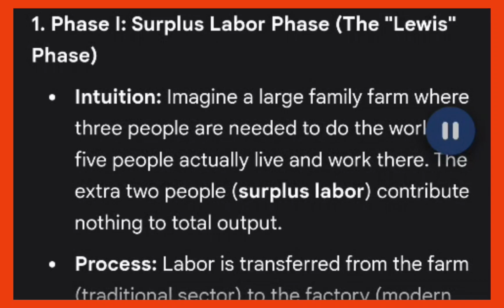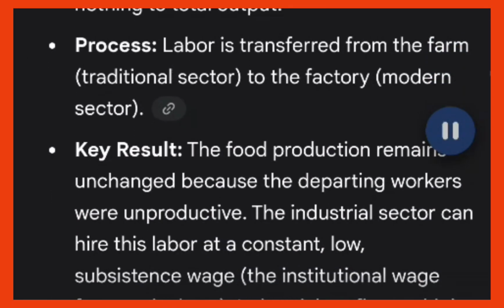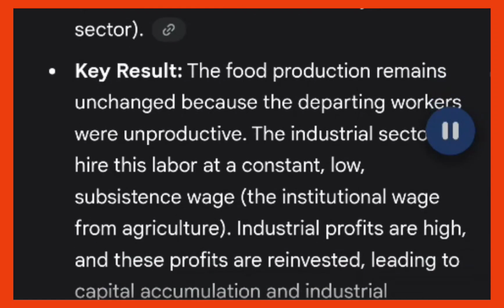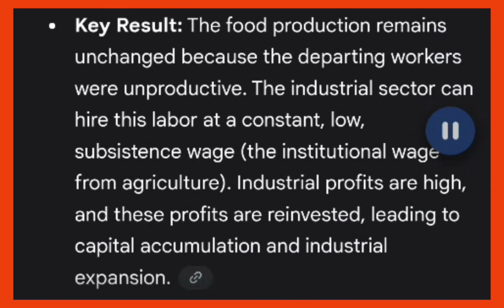Process: labor is transferred from the farm, the traditional sector, to the factory, the modern sector. Key result: the food production remains unchanged because the departing workers were unproductive. The industrial sector can hire this labor at a constant, low, subsistence wage, the institutional wage from agriculture. Industrial profits are high, and these profits are reinvested, leading to capital accumulation and industrial expansion.